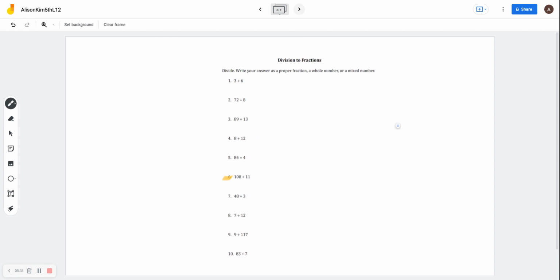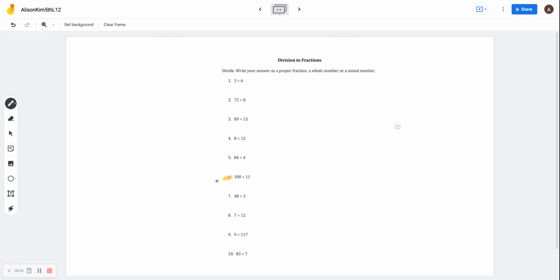Then we're going to do converting division equations and expressions into fractions. The instructions say that you can write it as a proper fraction, a whole number, or a mixed number. It doesn't really matter, I'm pretty sure, because they're the same thing, and it doesn't specify how to do it.